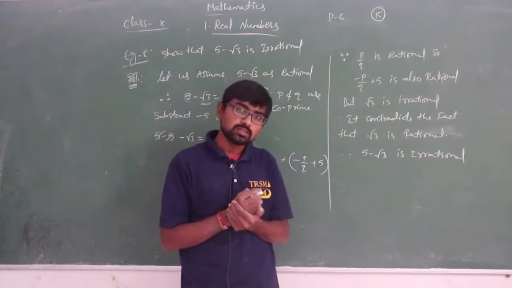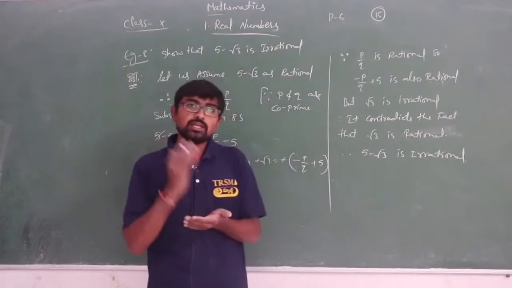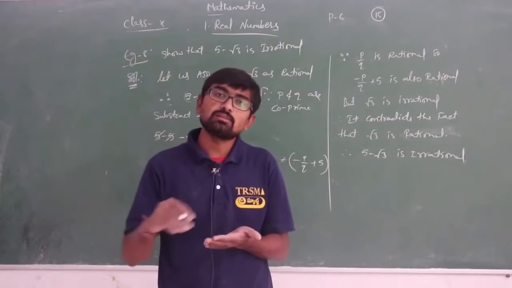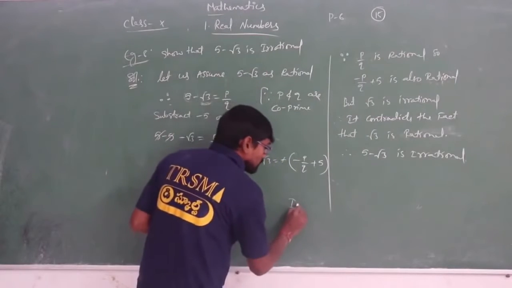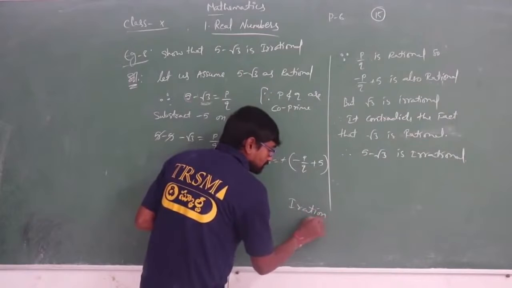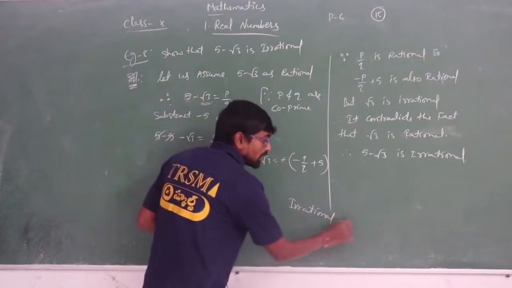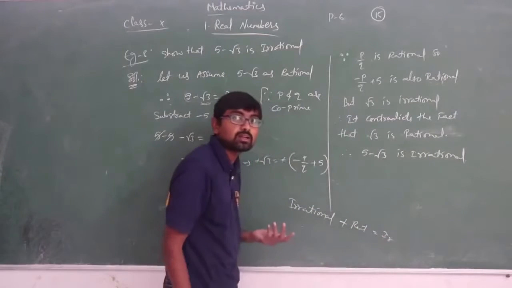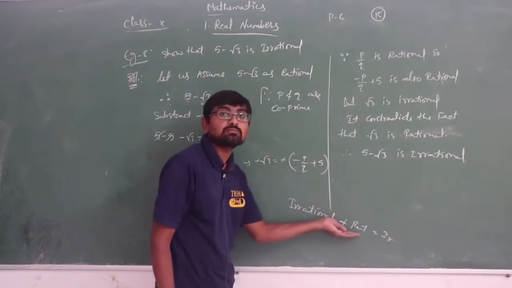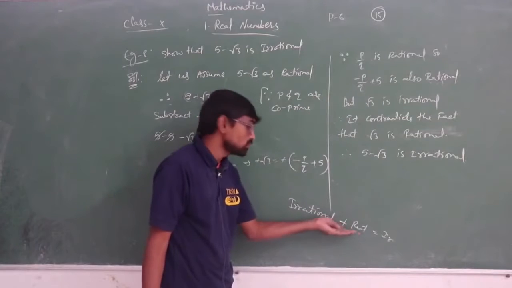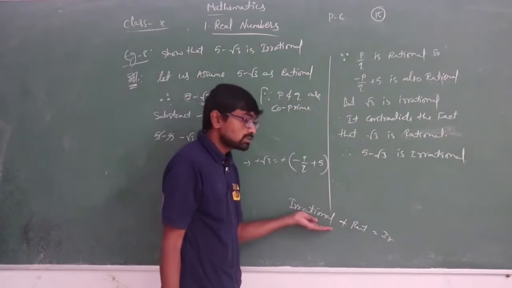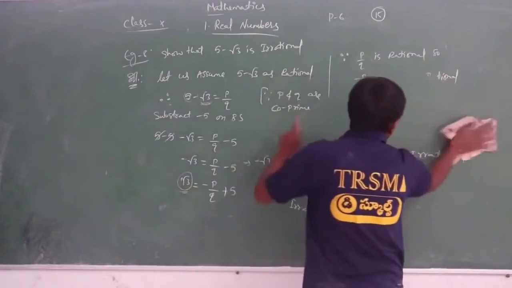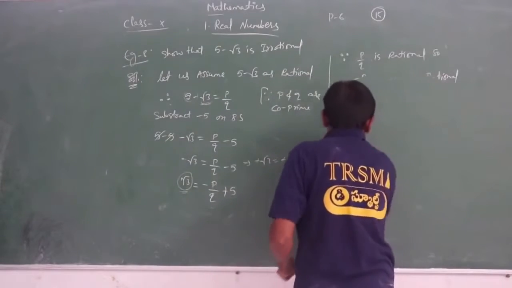Isn't it? For any irrational number, if I add a rational number, again I will be getting irrational only. Am I right or wrong? If I subtract a rational number, again I will be getting irrational. Okay, let me tell you one more question from that. Hope you all understood this.